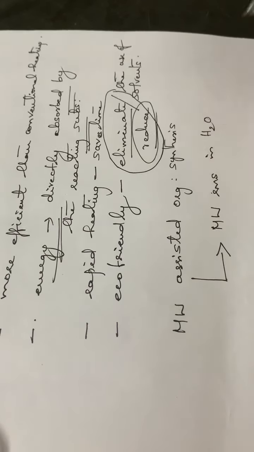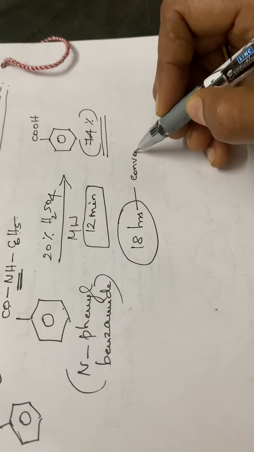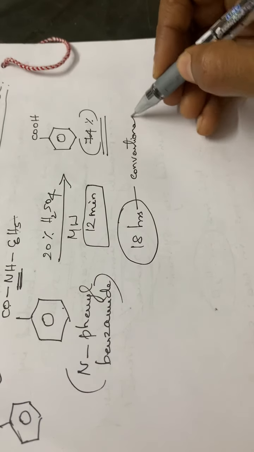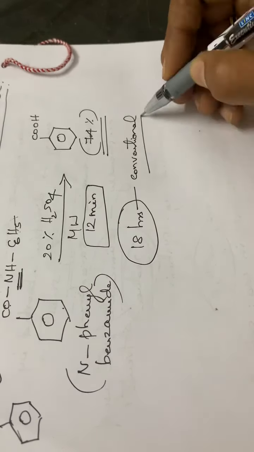Or aniline. So benzoic acid is formed, the yield is about 74%, and the time taken is only 12 minutes. By normal hydrolysis, using the usual procedure, it takes 18 hours to complete this reaction. Using the conventional method or normal heating, it takes 18 hours. So instead of 18 hours, we can do this reaction within 12 minutes itself, and the yield is about 74%.